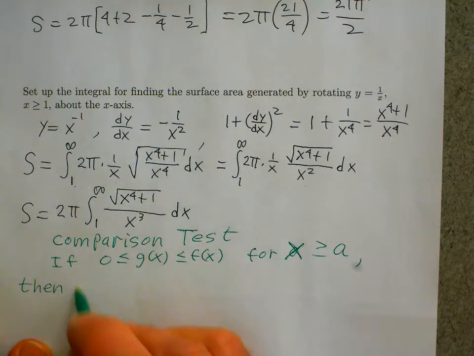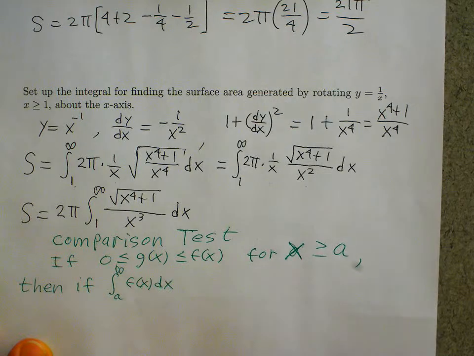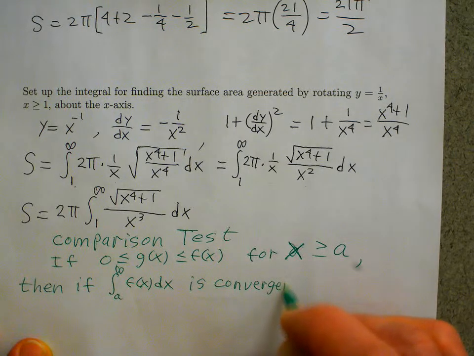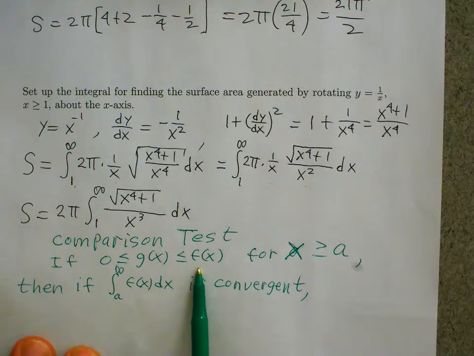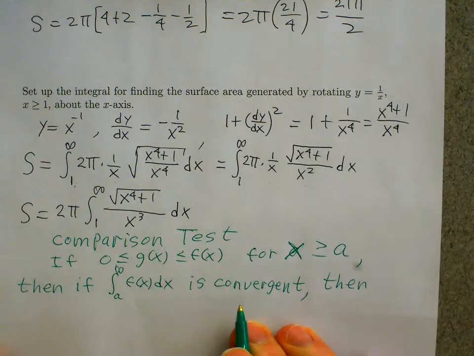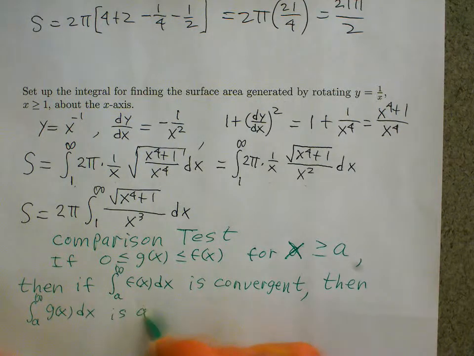Okay, then if the improper integral from a to infinity of f of x dx is convergent, then that means the improper integral involving g of x is also convergent, because g of x is smaller than f of x. This is also convergent.